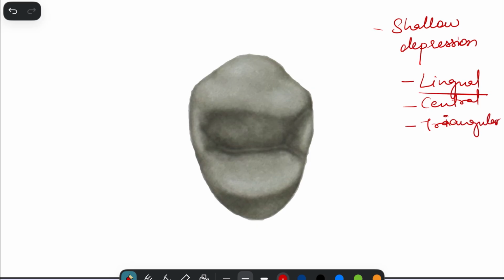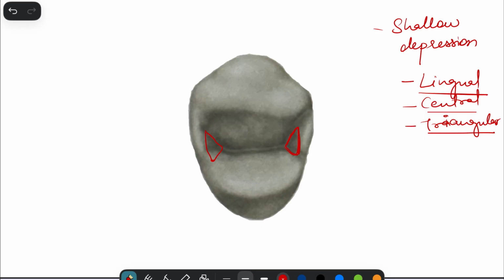So the lingual fossa is usually present on the lingual surface of the anteriors. Okay, then the central fossa. The central fossa is usually seen in the molars, and then we have the triangular fossa. This fossa is seen both in the molars as well as premolars. As you can see here, this concavity or the shallow depression here on the mesio-occlusal and disto-occlusal surface of the tooth is our triangular fossa.